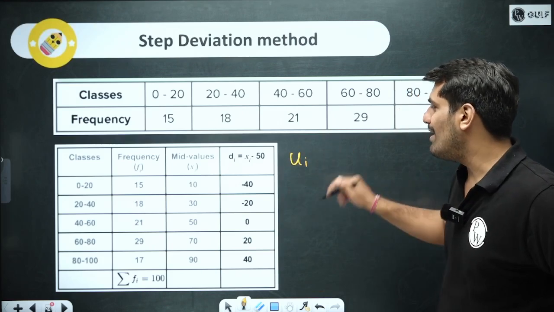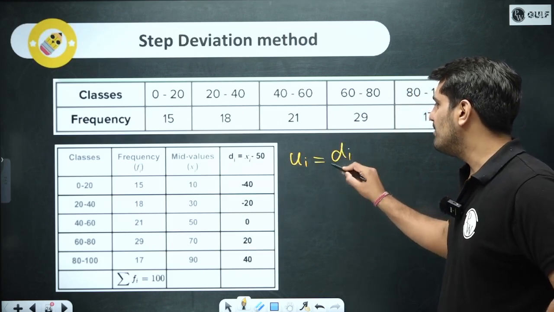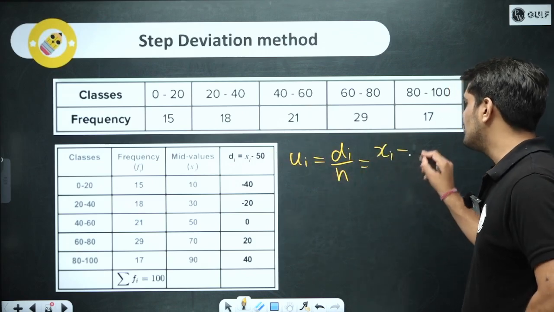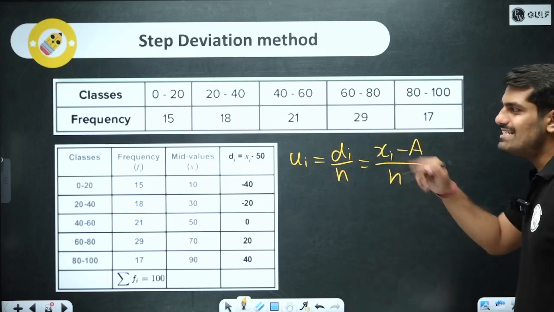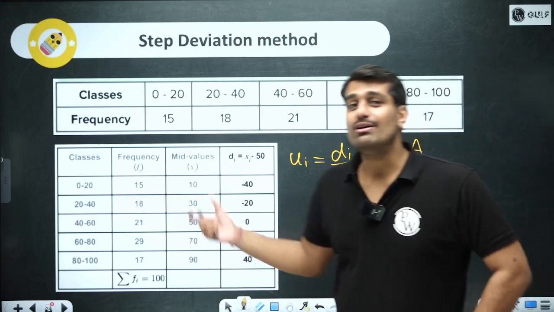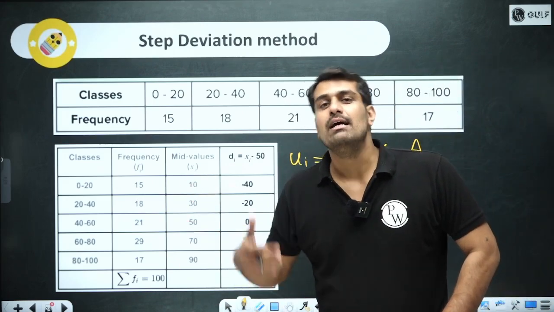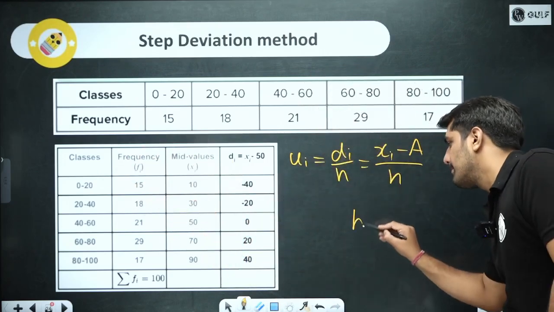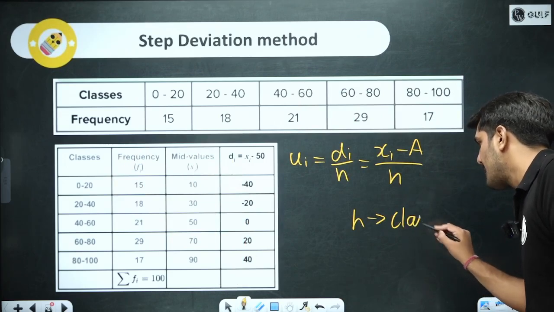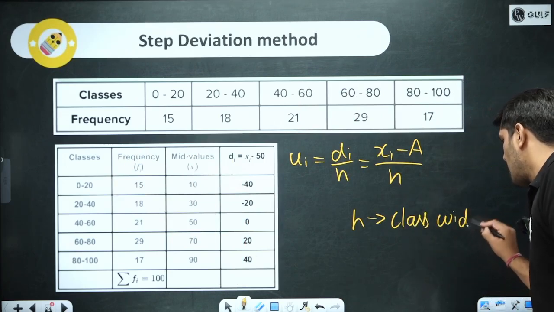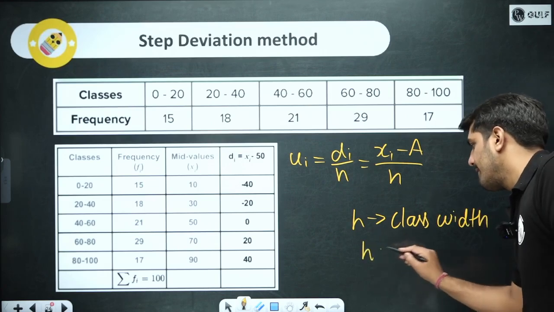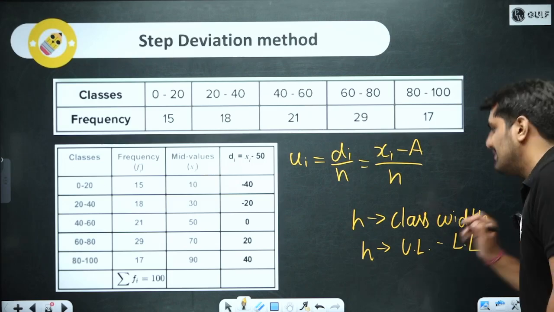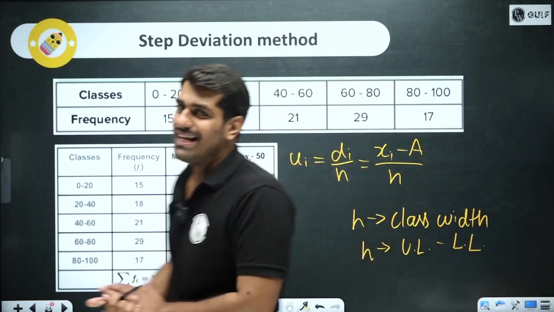The new variable is ui, which is what? Di divided by h. Or you can say di is xi minus assumed mean, so divide by h. What is this h, sir? If you remember, when I was talking about the class interval, I told you lower limit, upper limit. So upper limit minus lower limit, we are going to have the class width, and h is that class width.